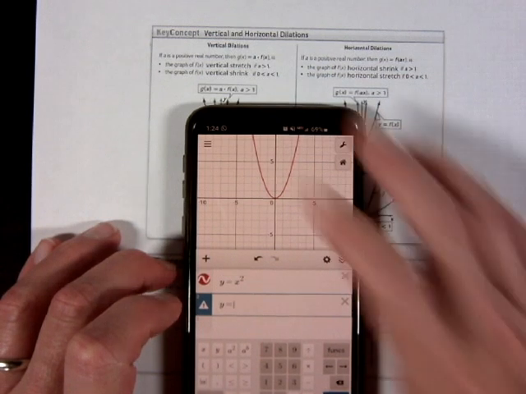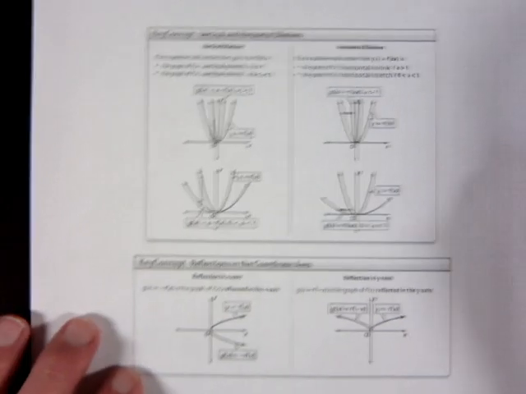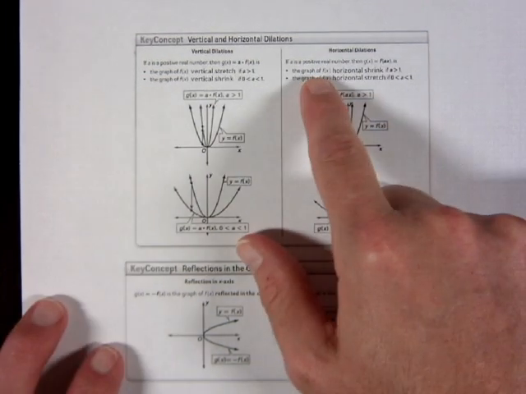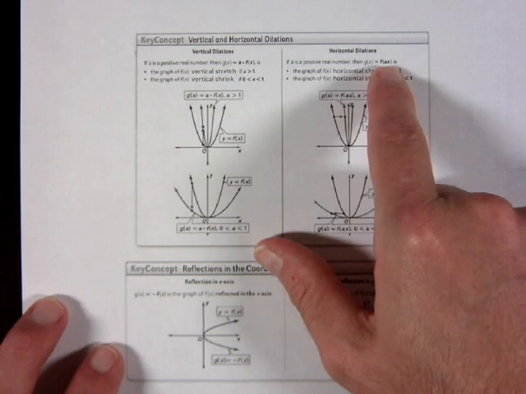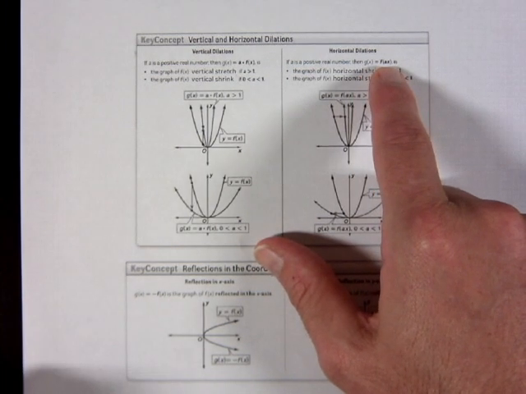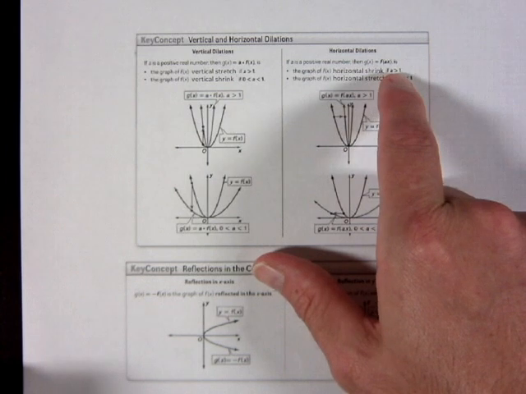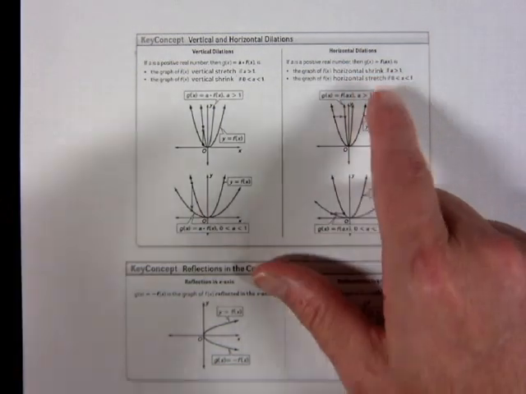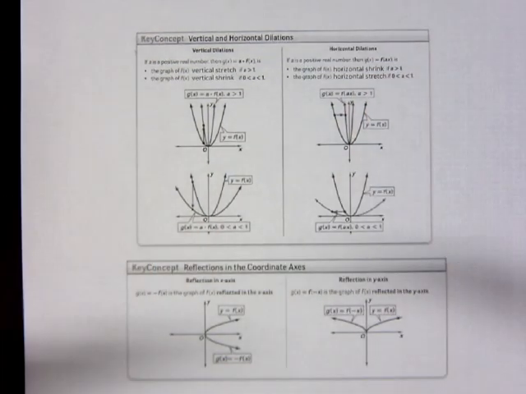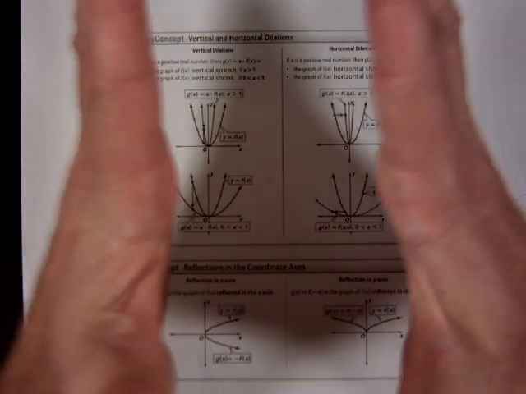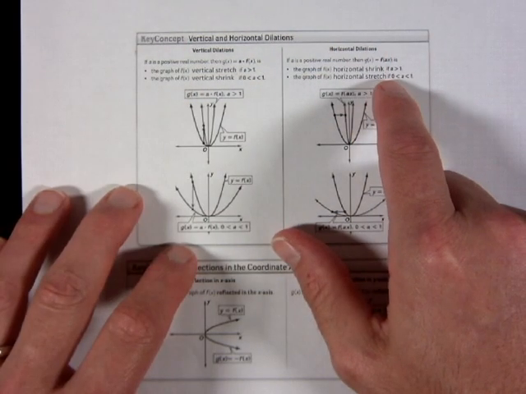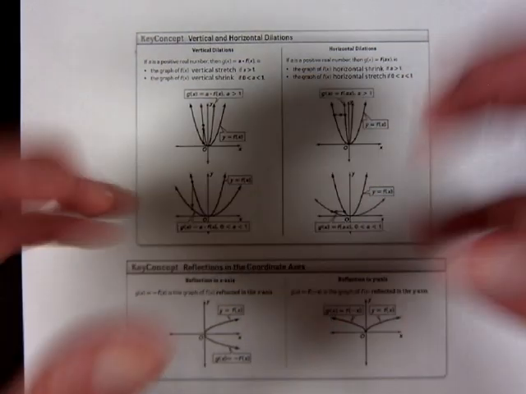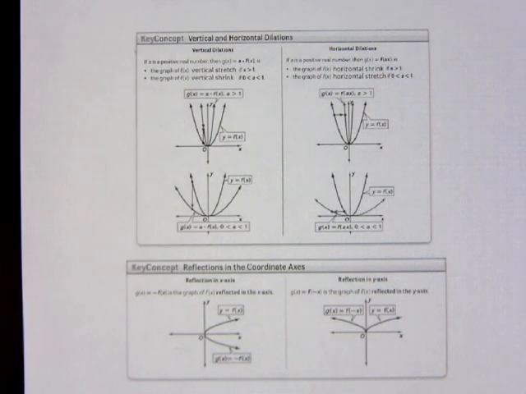Now, the next type of movement that we're going to be looking at is a horizontal shrink or stretch. Okay, so this time, if you're multiplying a value directly to the variable, if that value is greater than 1, that's going to cause what is known as a horizontal shrink. So it's basically compressing the graph horizontally. And if the value is between 0 and 1, it causes what is known as a horizontal stretch. So it would be like stretching out the graph horizontally.